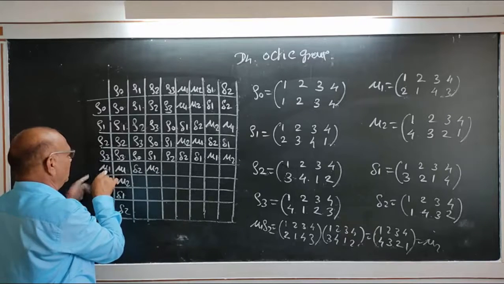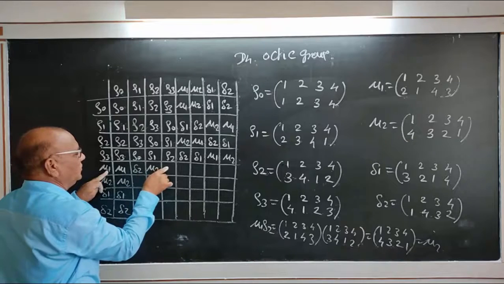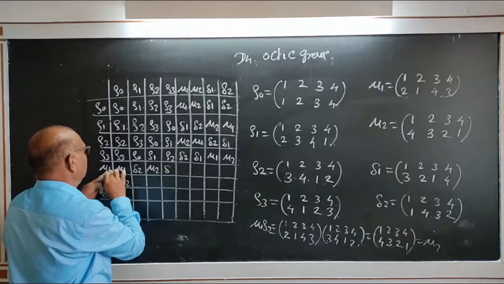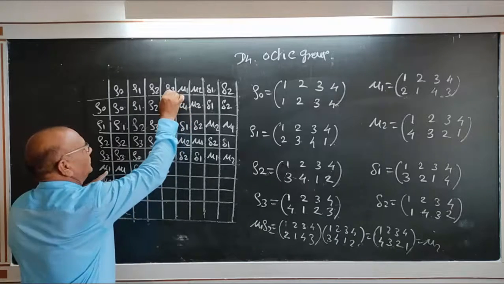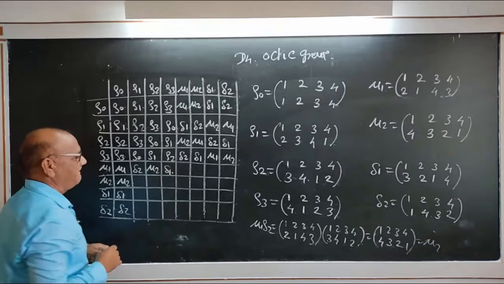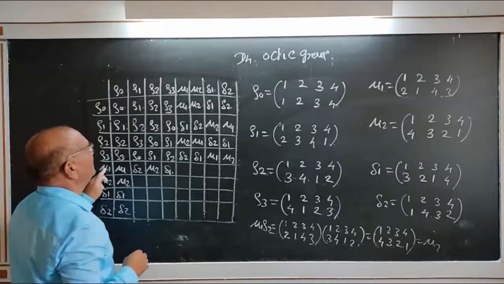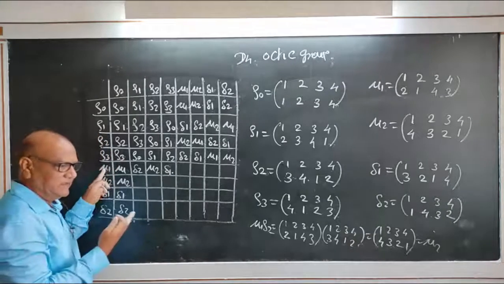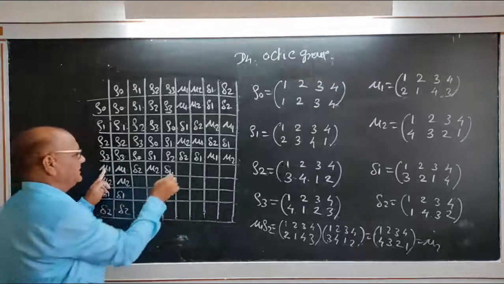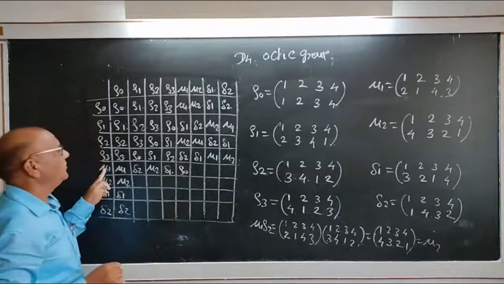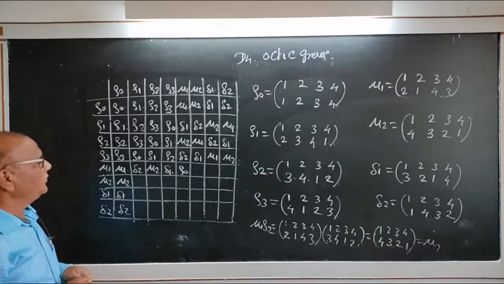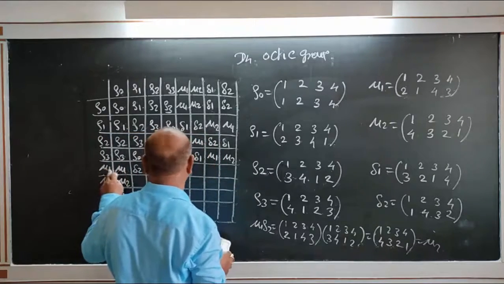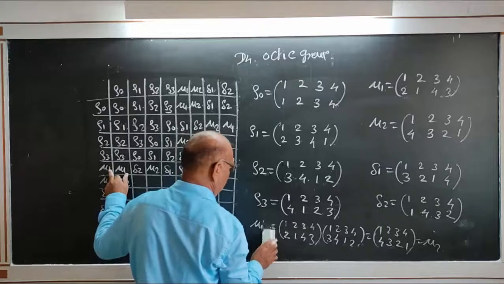Then mu 1 into row 3 is delta 1. Now, mu 1 into mu 1, reflection, mirror image, again mirror image, this gives row 0. Row 0. Mu 1 into mu 2, here mu 2.